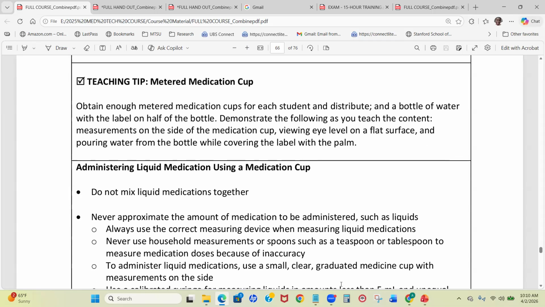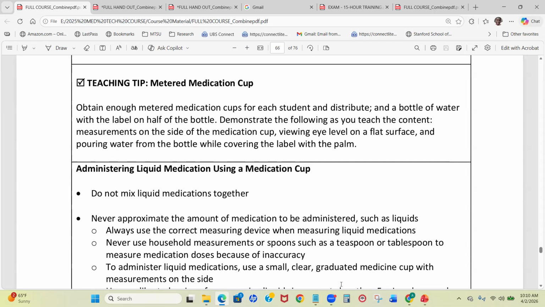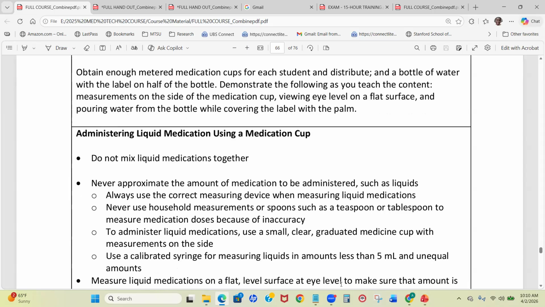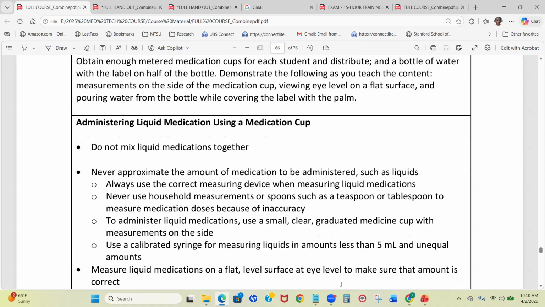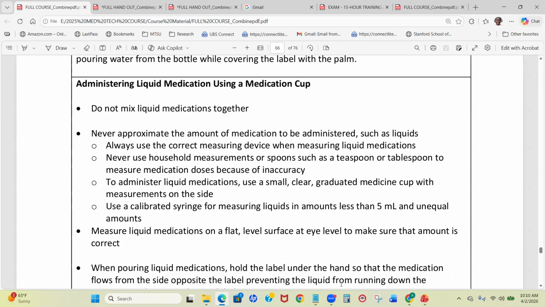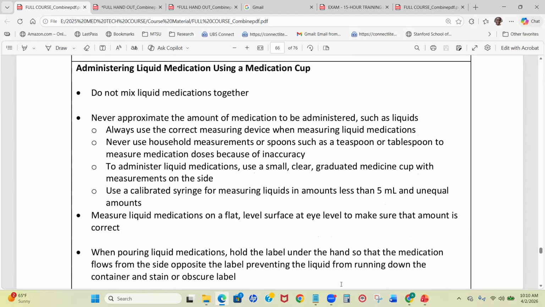It's very important, when you are pouring that liquid, look at it from eye level. When you put it on the table, we will see it inside the video when we watch. You see how it is being poured. Make sure it is at the eye level. If it's 30 ml, it's at the 30 ml level. Do not mix liquids together. Don't mix a laxative with a cough syrup because they are all liquid medicines. No, don't do that.